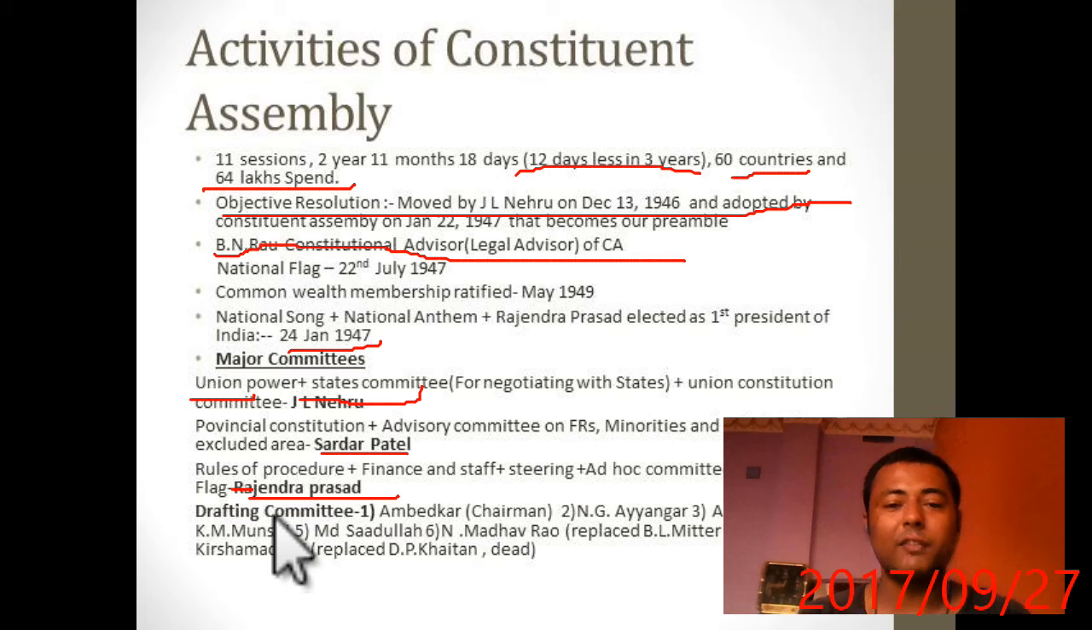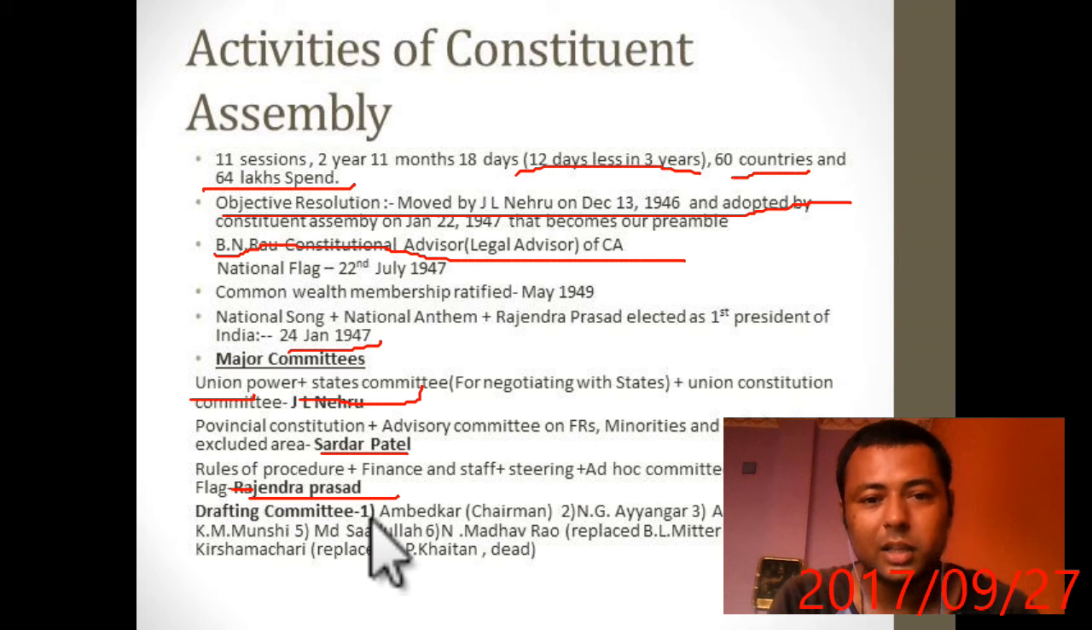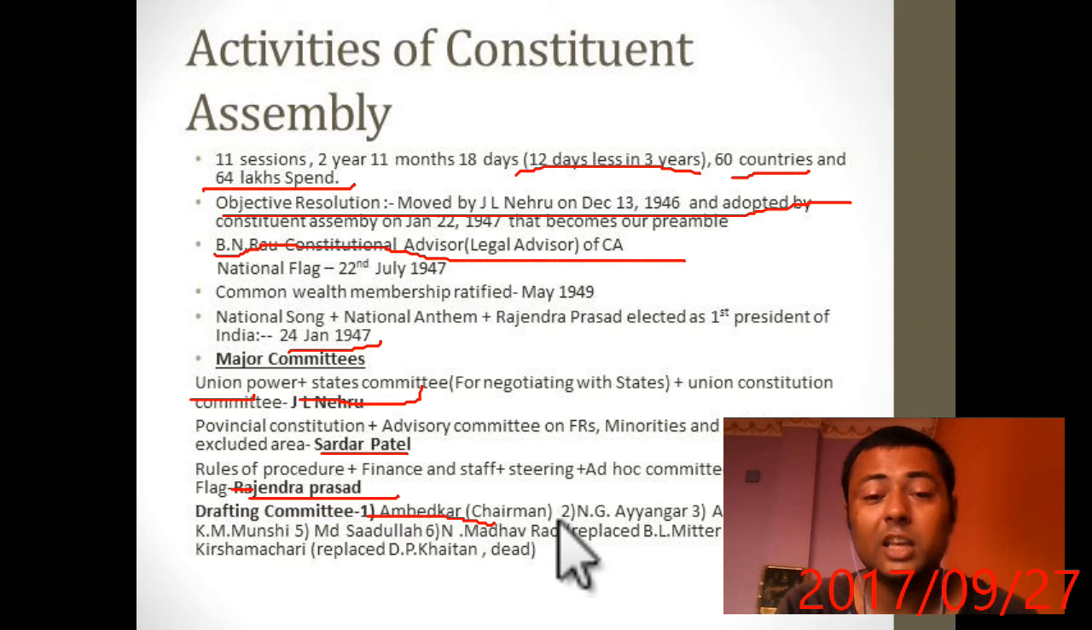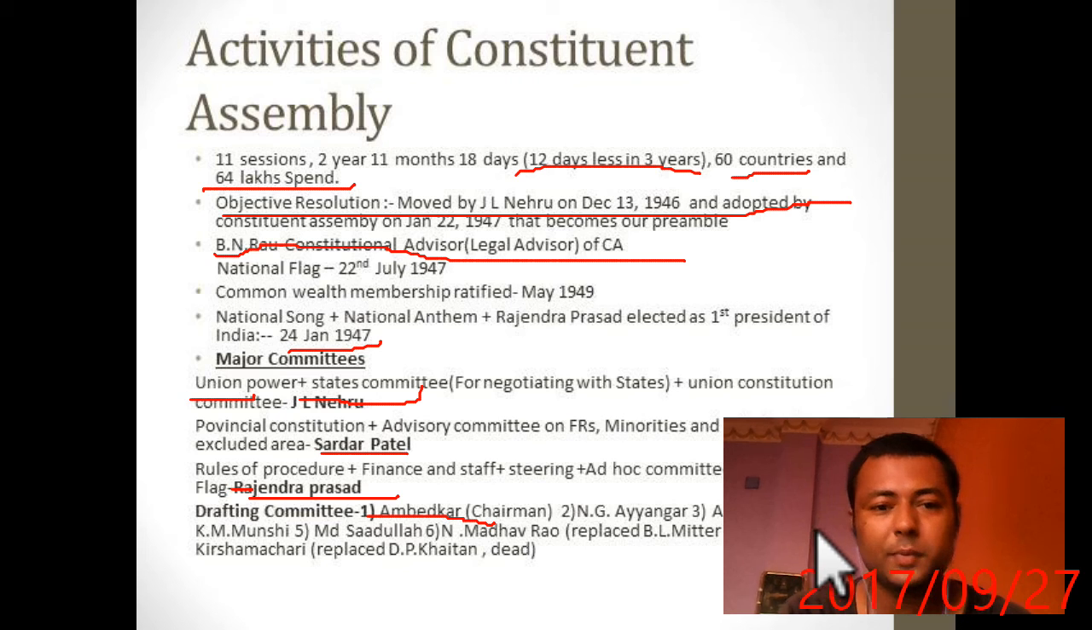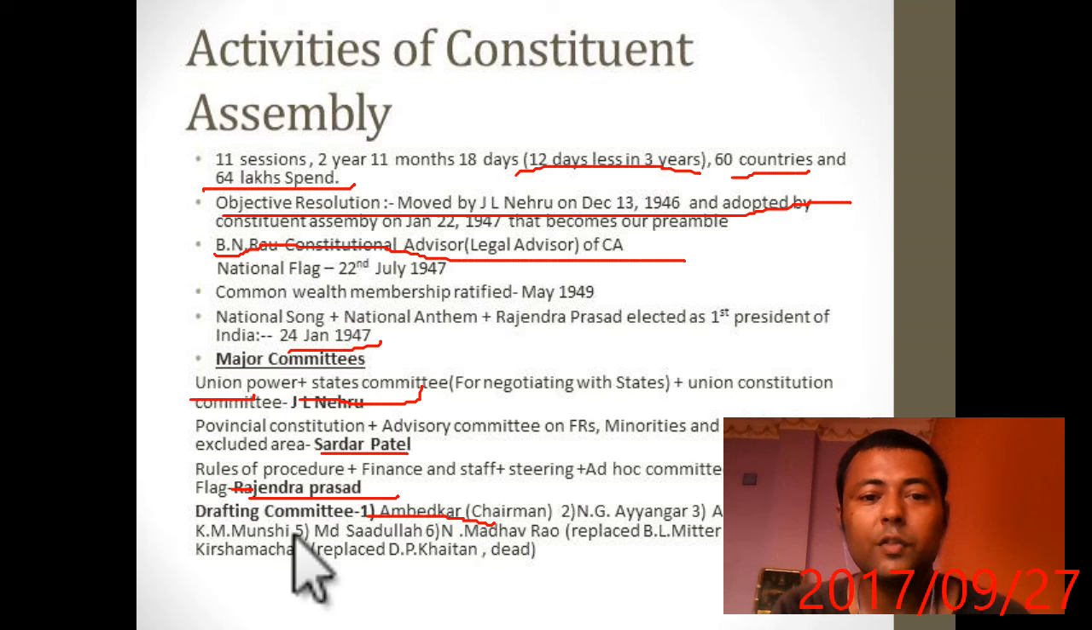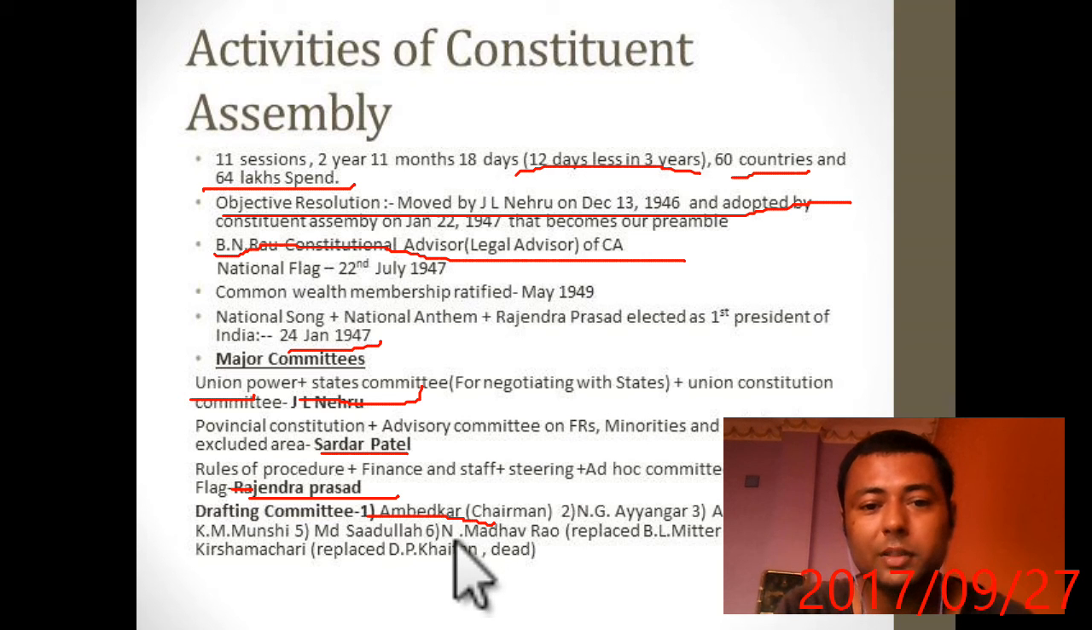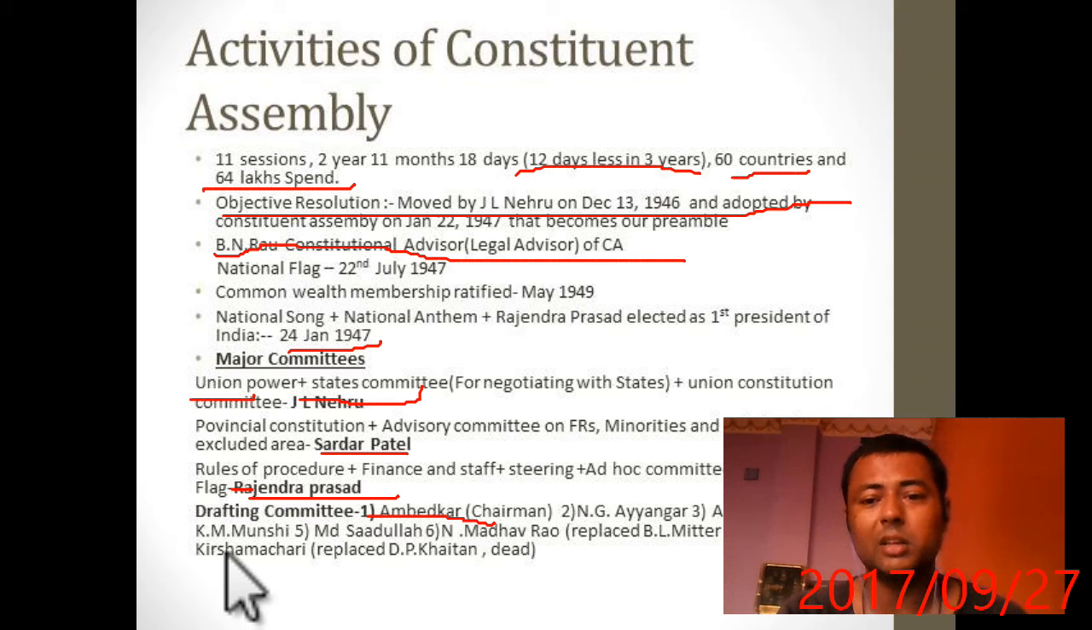After that comes the most important thing, that is the Drafting Committee. The Drafting Committee consists of 7 members. The first one is Dr. Babasaheb Ambedkar, who was the chairman. Second one is N. Gopalaswamy Iyengar. After that, A.K. Ayyar. Fourth number is K.M. Munshi. Fifth number is M.D. Saadullah. 6th number is Madhav Rao, who replaced B.L. Mitter because he was ill. And the 7th number is T.T. Krishnamachari, who replaced D.P. Khaitan because D.P. Khaitan was dead. In this way, our constitution was made.